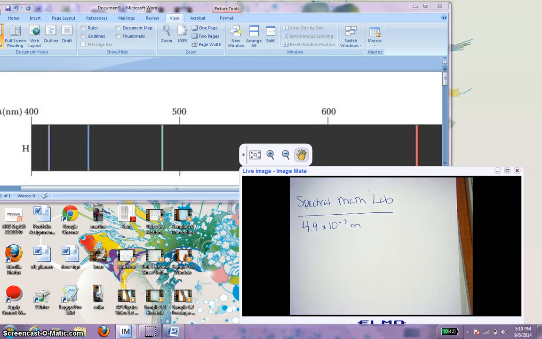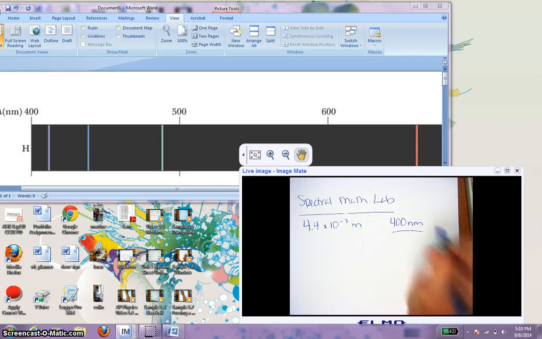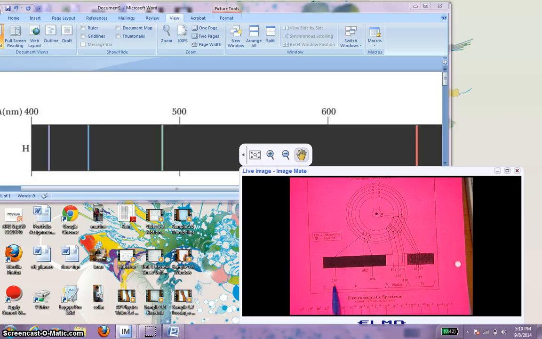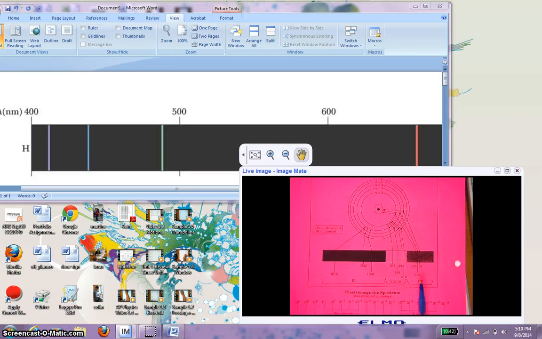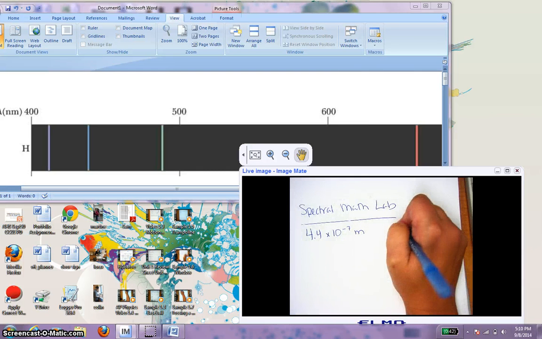which is the same as if we look up here saying 400 nanometers. So quite frequently we express light wavelengths in nanometers, and so that's why that unit is given there. And if you look on the back of your reference table, these numbers all here are in nanometers, so they would have to be converted to meters like this. All right, so that would be 440 nanometers.